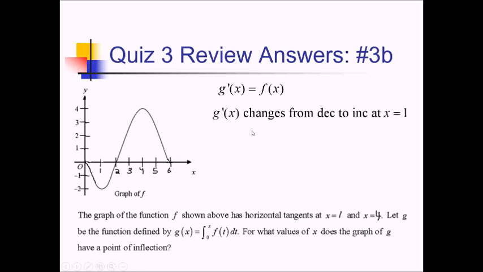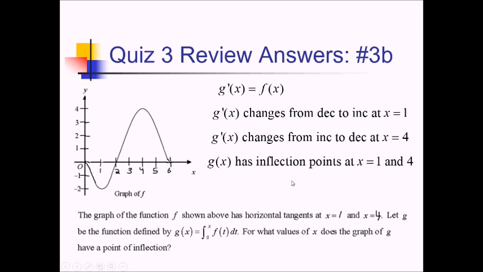And it's also changing from increasing to decreasing at x equals 4. So we have two direction reversals. This is telling us that g has points of inflection at both x equals 1 and x equals 4.